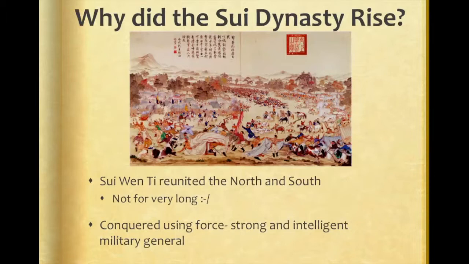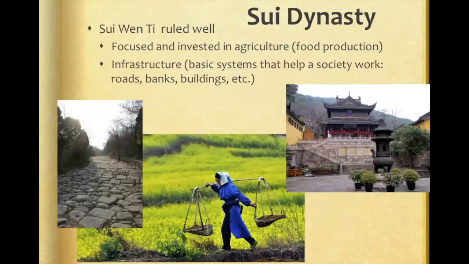So why did the Sui dynasty rise? Well, this guy named Sui Wenti reunited North and South, but not for very long. He was a really good general, very intelligent, conquered using force. His army took over, united North and South. When he united it, he focused on agriculture, food production. He invested in infrastructure, meaning building roads and buildings and banks and stuff for the people. And people really like that.